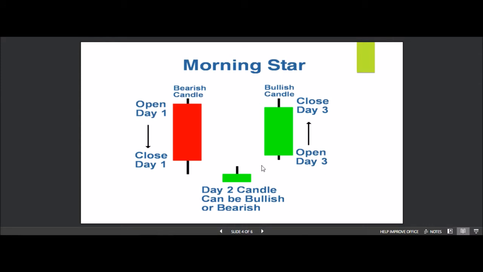And then on day 3, what do we see? We see a gap back up, a small gap back up. And then we end up closing at or above the halfway point of the first candle. Okay, so you can see how it signals a reversal of the trend.